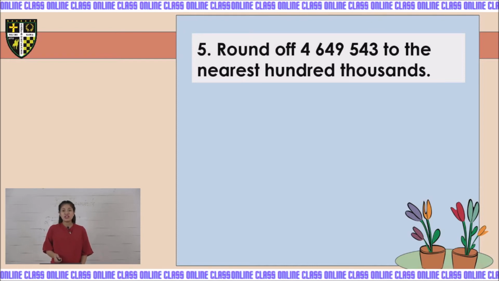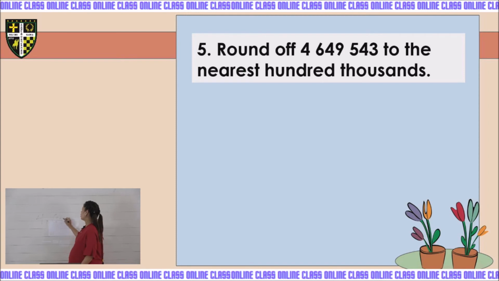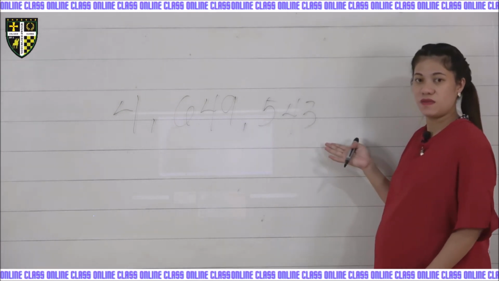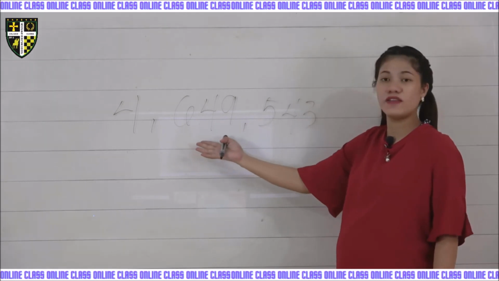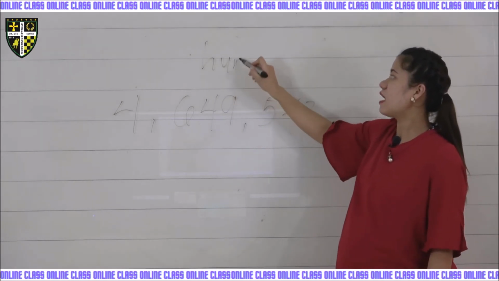So for the last example, we have: round off 4,649,543 to the nearest 100,000. I will repeat, round off 4,649,543 to the nearest 100,000. So it's a big, big digit number. So I will write it on the board. The number will be 4,649,543. Can you see it? We have to round to the nearest 100,000.